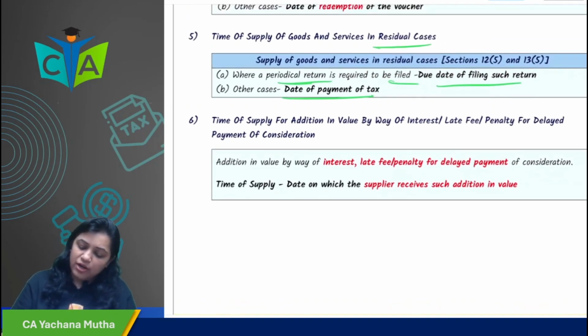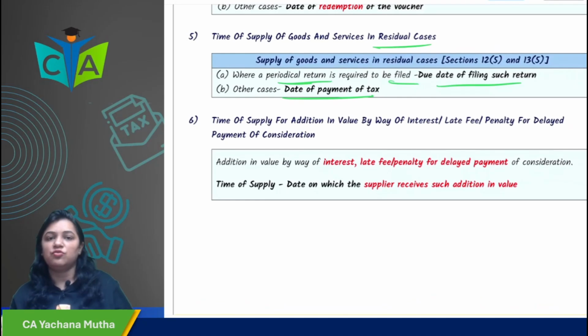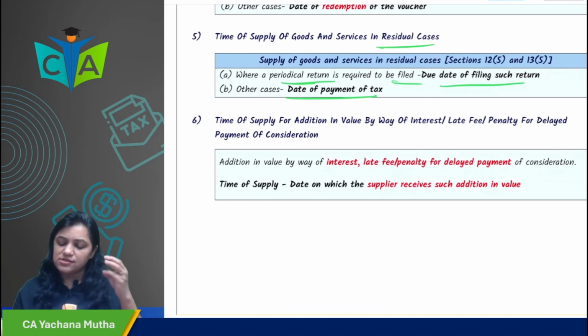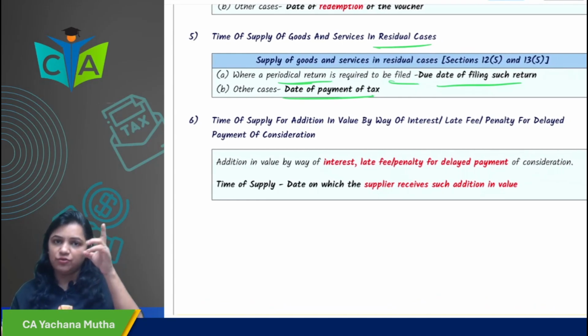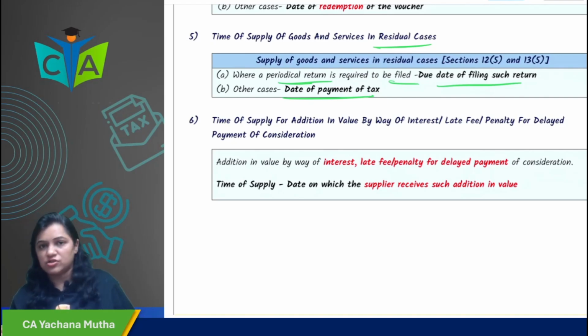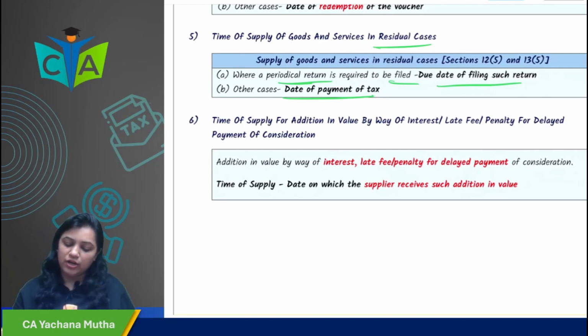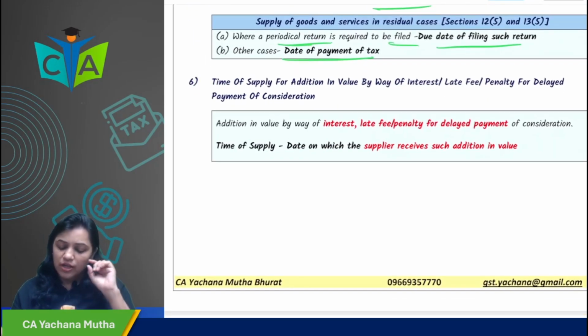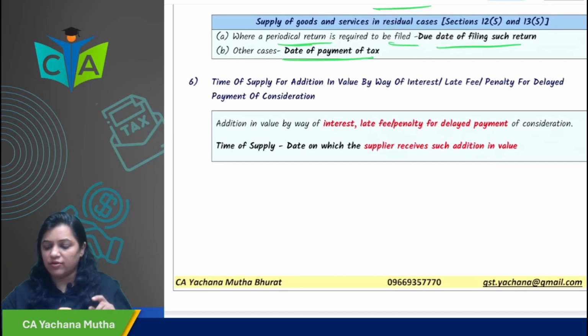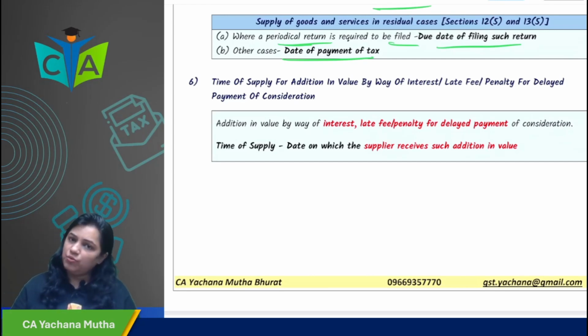Now, time of supply for addition in value. There is an addition of value by way of interest, late fee or penalty for delayed payment of consideration. So what would be the time of supply for such addition in value? The time of supply will be the date on which the supplier receives such addition in value.